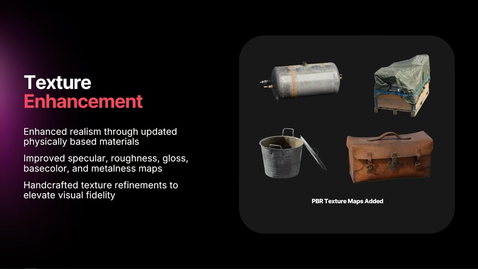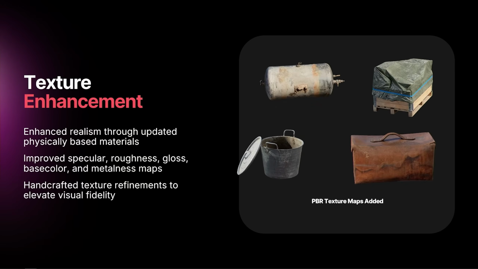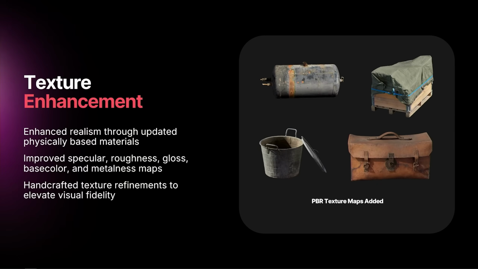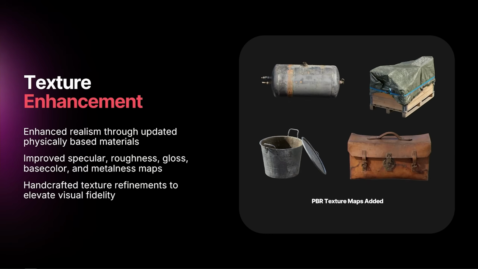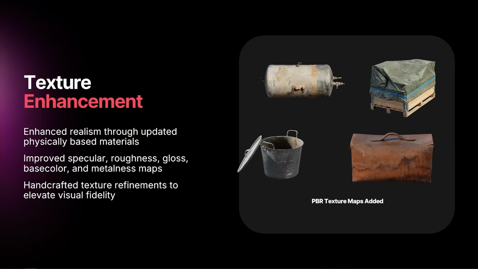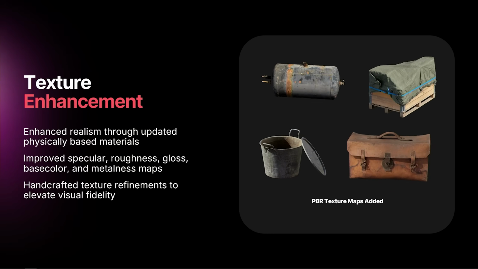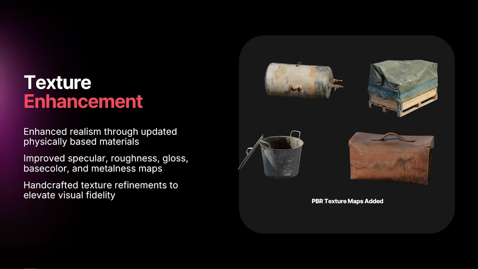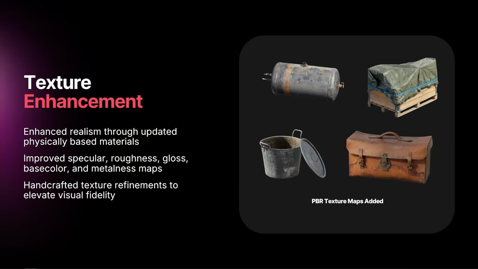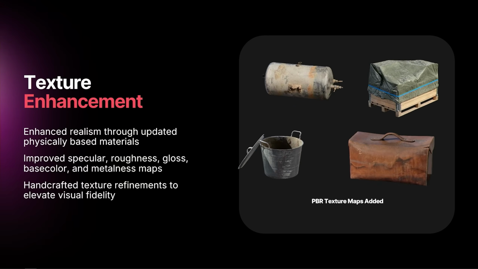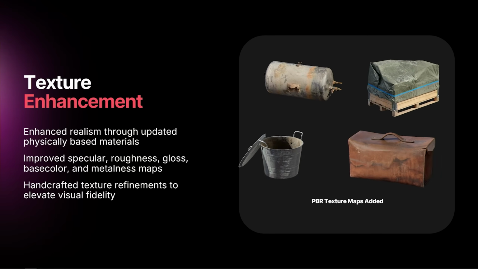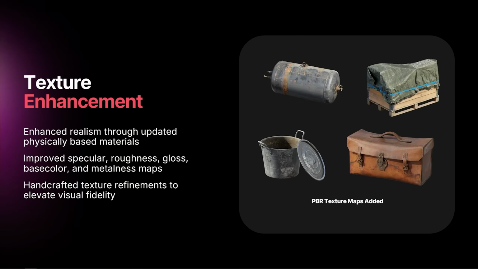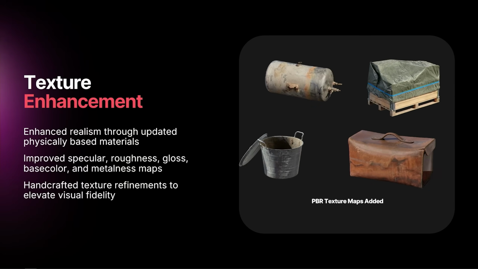As we scan with a cross-polarized setup, which cuts out any reflectance values, we also need to enhance these assets by authoring physically based materials, including refined maps for specular, roughness, gloss, base color, and metalness. These additional textures help accentuate details by increasing the visual fidelity and realism of each asset in different lighting scenarios. So here you can see a difference between the raw photogrammetry scans and after they've gone through an artist-authored process.